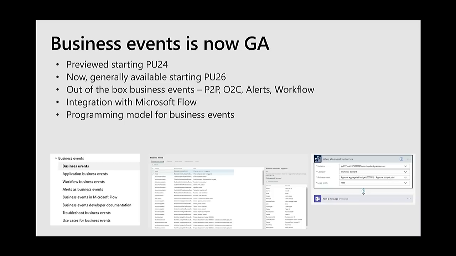And since then, we have been working with our customers and partners and ISVs, some of you in this room as well. And with your help, we have received quite a good amount of feedback. We did a couple of workshops as well. So during the next couple of months since March, we took time to respond to that feedback. And we GA'd business events in platform update 26. So right now it is GA, so you can absolutely go and take a look at it and start exploring business events.